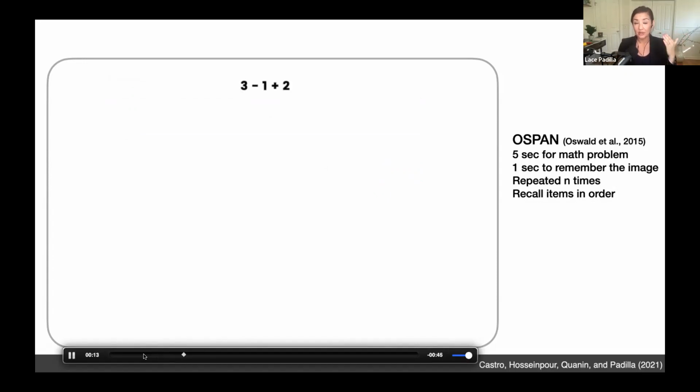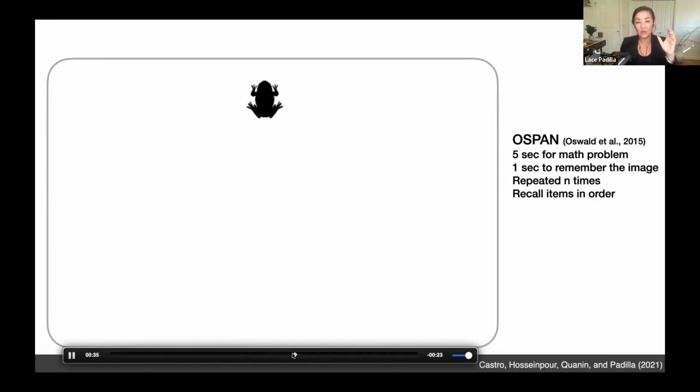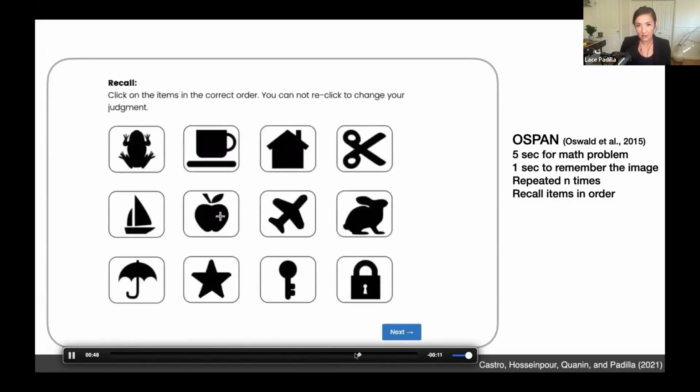And they do another math problem, and then they see an image, math problem, image, and they're trying to remember the sequence in which they were shown the image. And at the end, they have to recall the order in which those images were presented to them. They're just going to click in the order that they were shown.